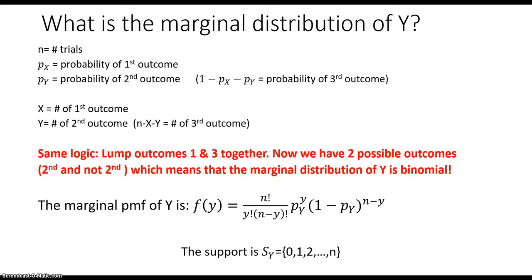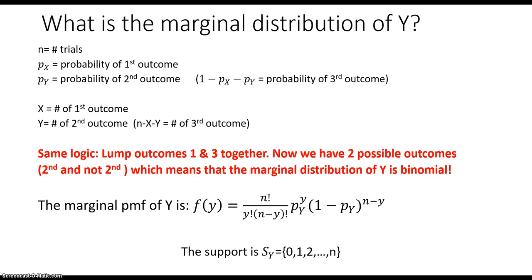Using the same logic, we can see that the marginal distribution of y is also a binomial distribution parameterized by n, the number of trials, and p sub y, the probability that outcome 2 will occur on an individual trial. So an important thing to remember when we're working with trinomial distributions is that the marginal distributions of x and y will always be binomial distributions.